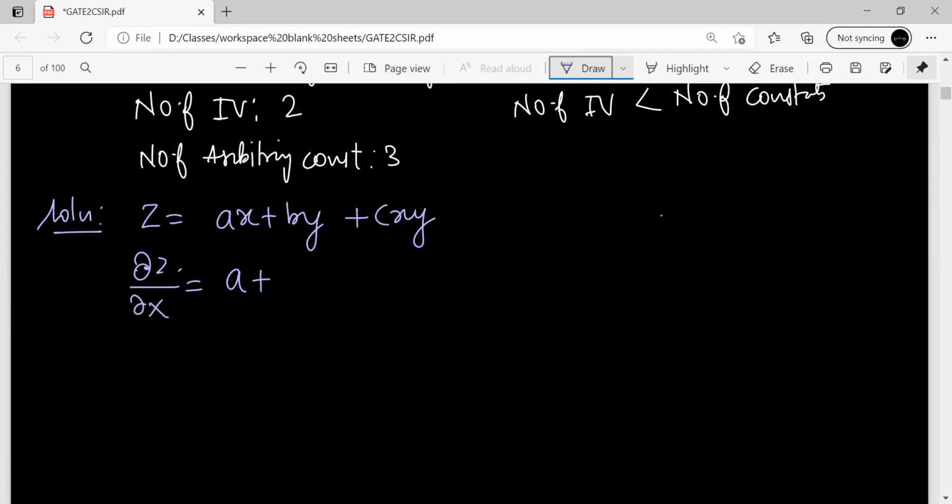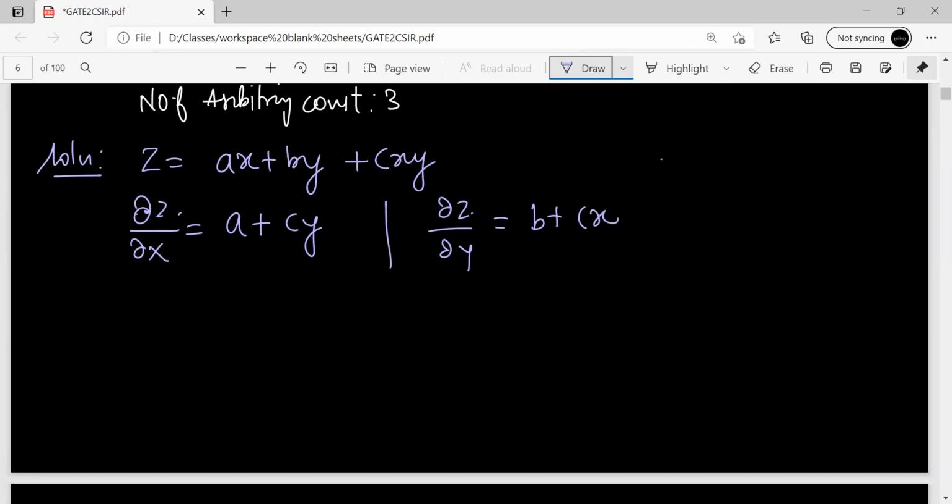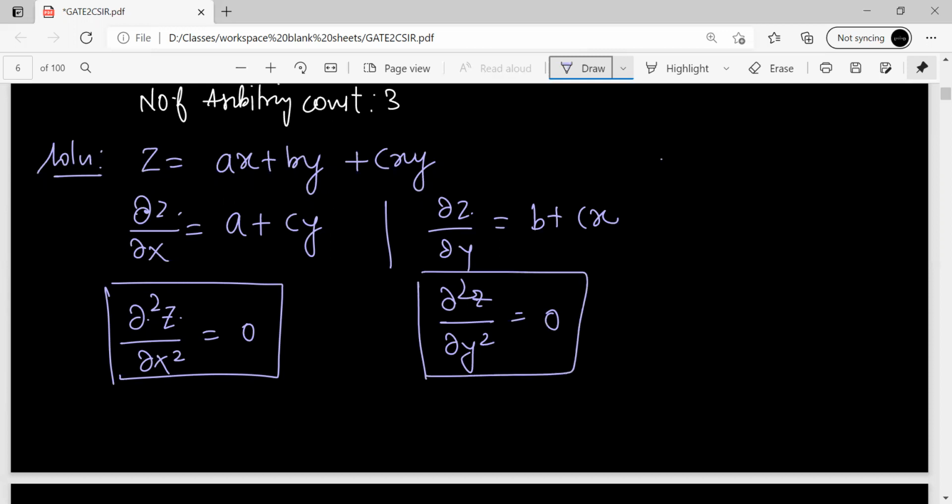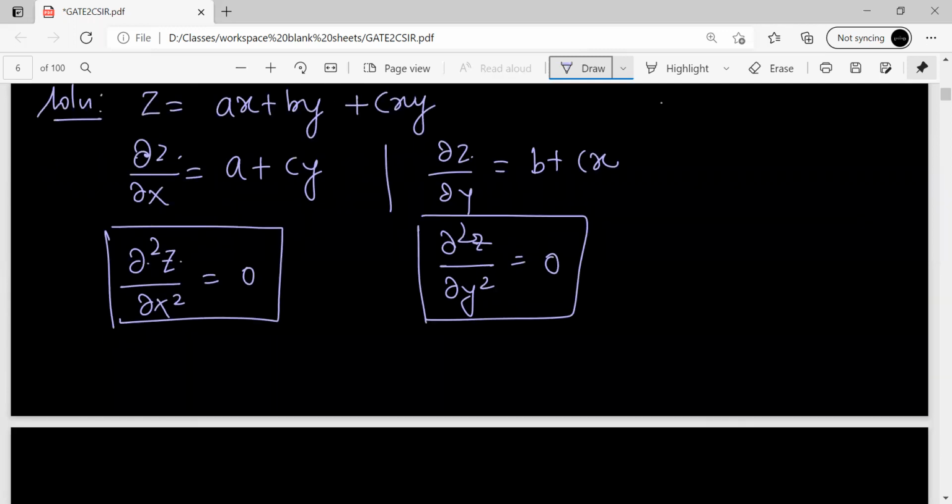What if I differentiate with respect to x? I'll be getting simply a plus cy, and I'll differentiate with respect to y, and I'll be getting b plus cx. And if I differentiate one more time, del squared z over del x squared, then I'll be getting 0, free of constants, a PD. Again differentiate with respect to y, again free of constants, again a PD. All right, and now you have to manipulate it. Anyhow, now my goal is to restore this equation once again.